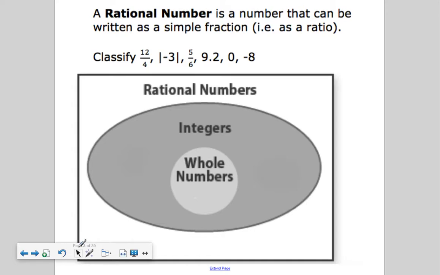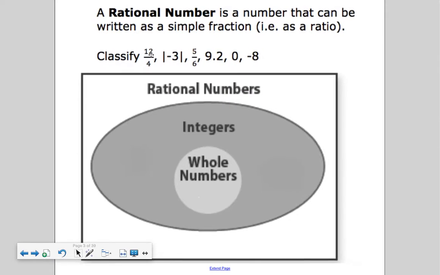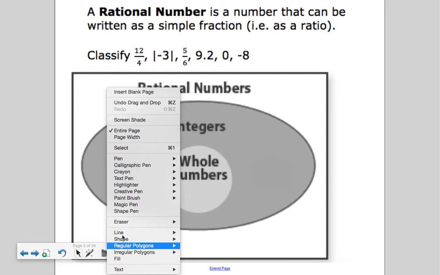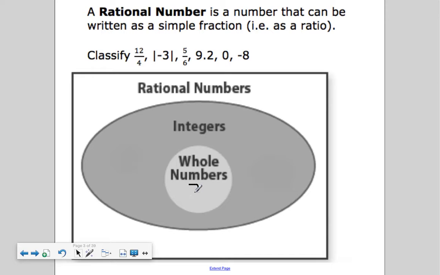So what do you remember about rational numbers? It says in this one, classify these: 12/4, and so on. So 12/4. What is 12 divided by 4? That could be a whole number. That's 3, isn't it? That could be an integer, and it could be a rational number because it's already in fractional form. It's in all three. You can classify it as all three.